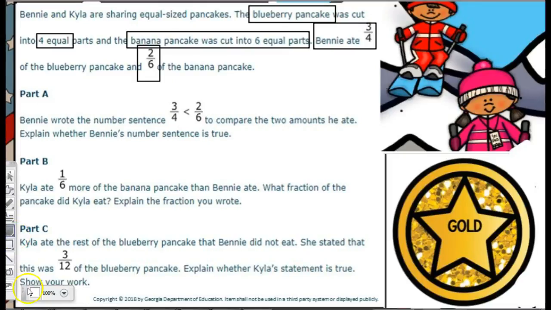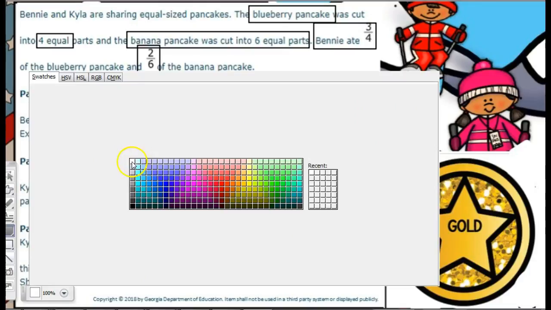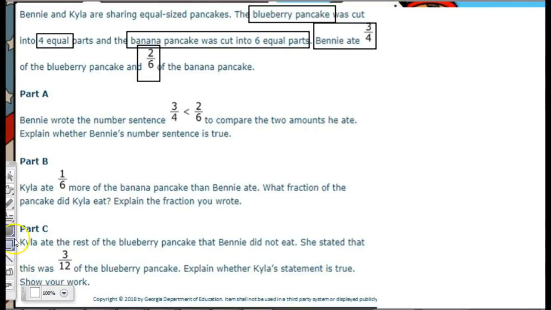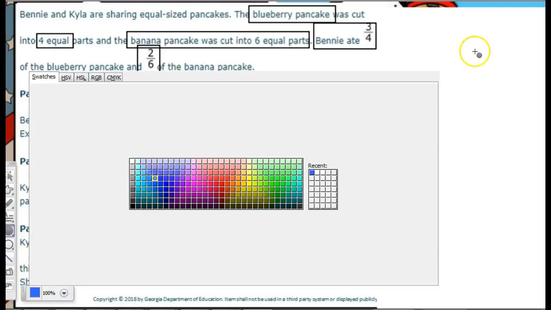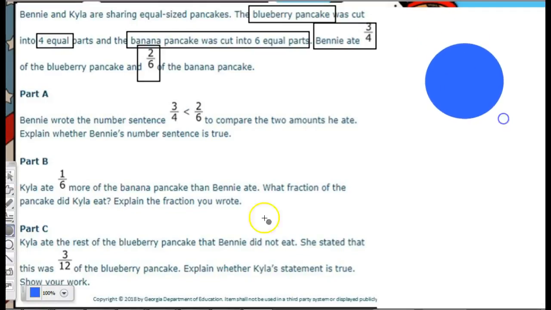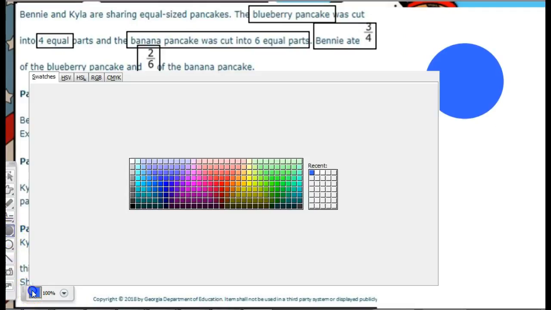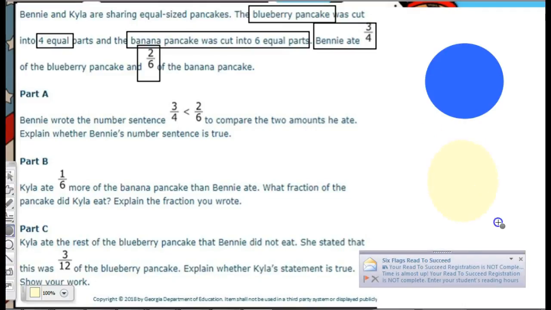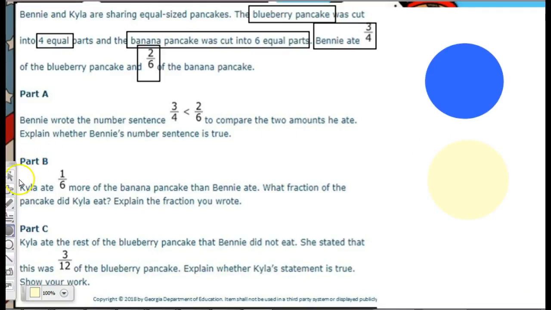Let me make a work area for us. All right, and I'm going to draw a blueberry pancake first, so I'm going to make it blue. There's my blueberry pancake, and then I'm going to draw a banana pancake, and I'll make it kind of yellow. How about that? Ooh, that doesn't show up very well. Let's do that again so we can see our banana pancake a little better. There we go. So I have a blueberry pancake and a banana pancake.